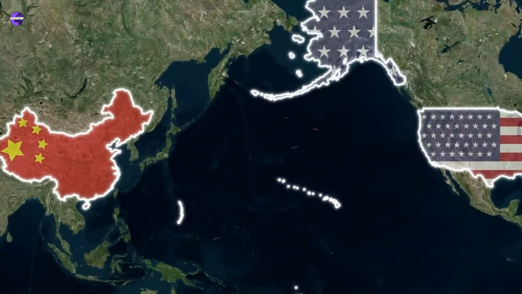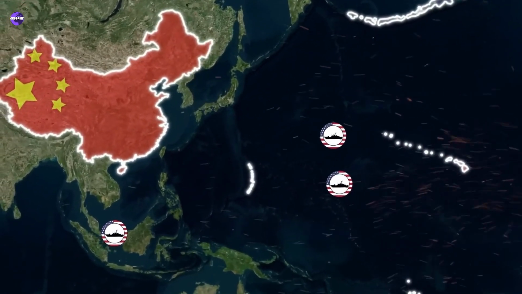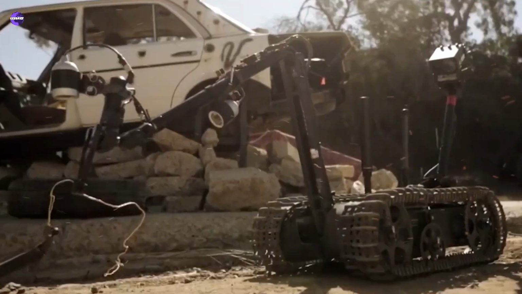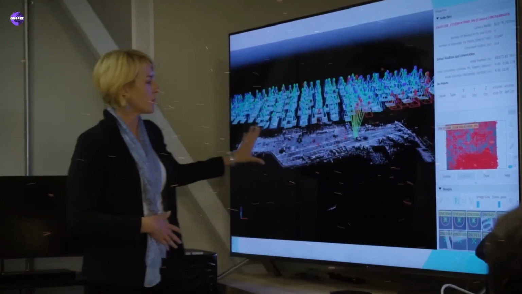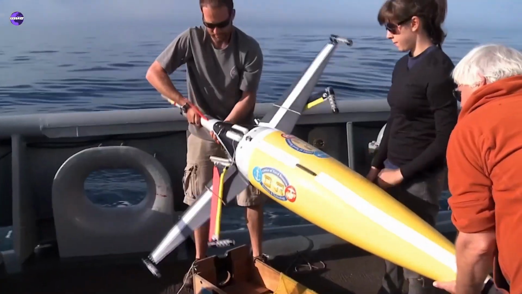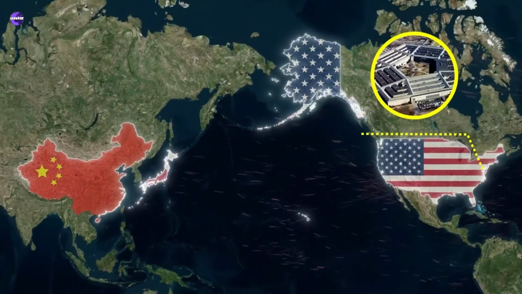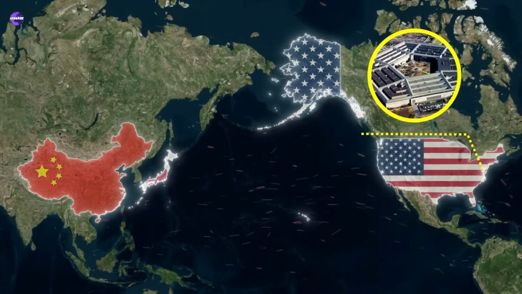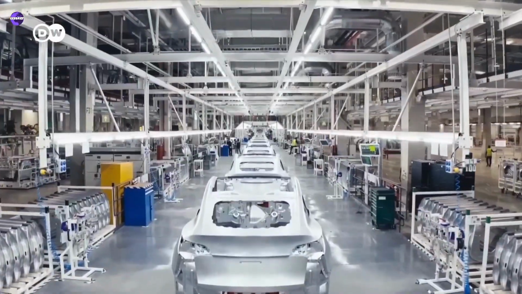Tariffs and trade war. In response, the US imposed tariffs on billions of dollars worth of Chinese goods, triggering a tit-for-tat trade war. China retaliated by imposing its own tariffs on American products, particularly agricultural goods, which hit US farmers hard. Although both countries have since engaged in trade talks, the underlying economic tensions remain unresolved.